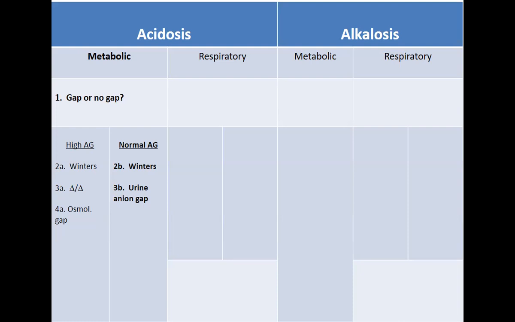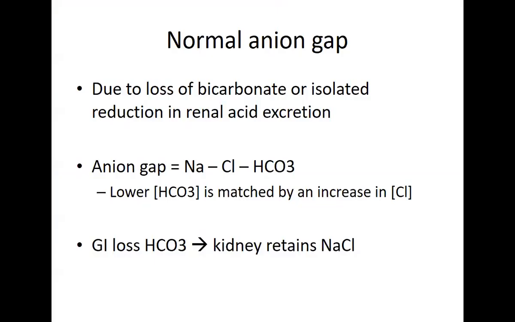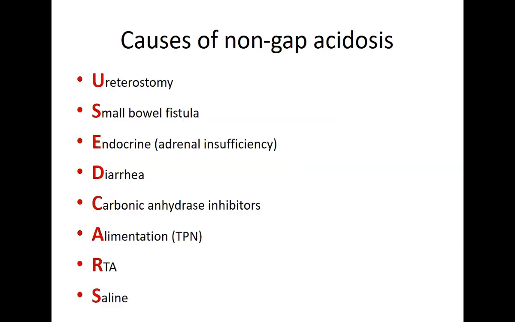Okay, non-gap acidosis. A normal gap is because you are losing bicarb, but in response to the loss of bicarb, the body holds on to chloride. So you can see here, the bicarb goes down, the chloride goes up, your gap stays normal. An example would be GI losses of bicarb, like diarrhea, and the kidney retains sodium chloride.